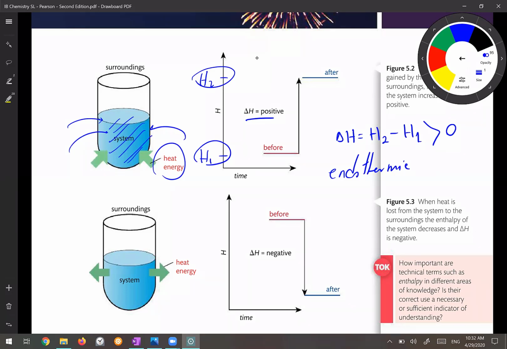The temperature decreases. So you can feel that the test tube becomes colder. Even the water that you have inside is also surrounding. The solution, the solvent, is surrounding, because the reaction happens inside the water, but the water doesn't participate in the reaction. So the water is not a reactant, the water is not a product. So the water is also considered to be surrounding.